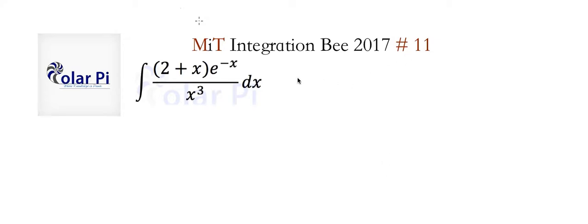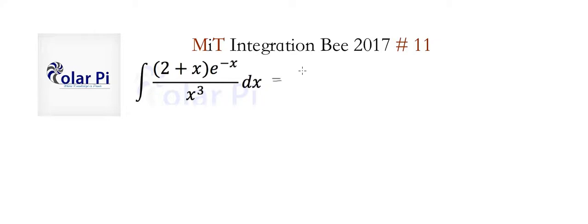Welcome, problem 11 here, and although not hard, a pretty cool problem. So to start, notice that we could write two integrals over this plus sign. And we do that by distributing this e to the minus x in the numerator to these guys, right? So the first integral will be 2 times e to the minus x divided by x cubed. And the second integral will be x times e to the minus x divided by x cubed.